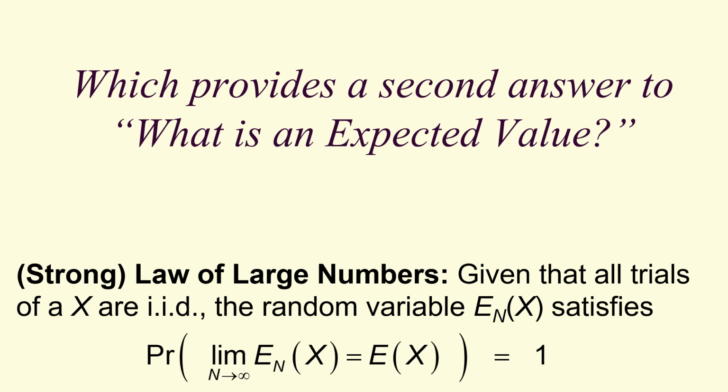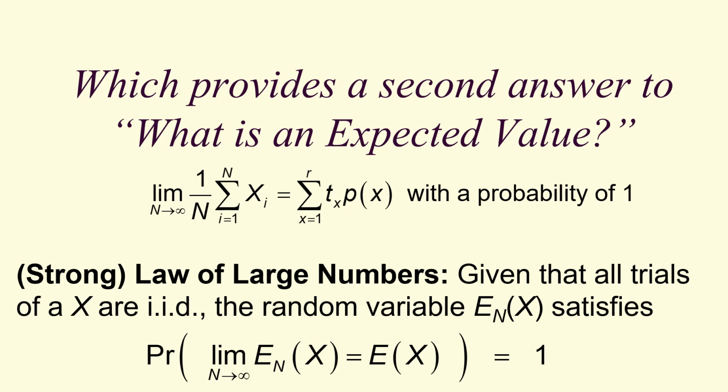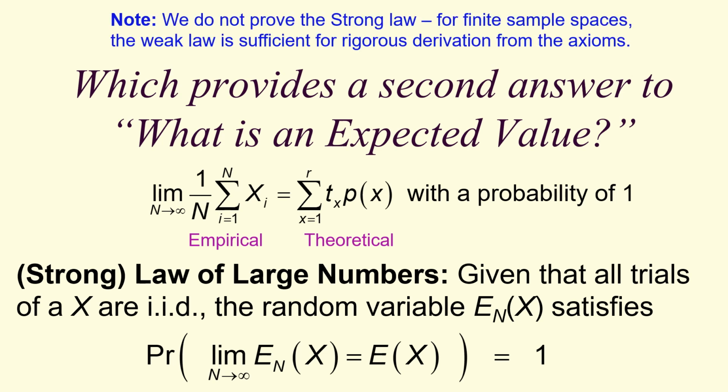This is the strong law of large numbers. Given that all trials of a variable x are IID, the random variable which is the sample mean of x over n trials satisfies that the limit of the sample mean is equal to the expected value with probability 1. In other words, the limit of this empirical sum is equal to this theoretical expected value with a probability of 1. Now, we didn't prove the strong law, we just looked at it intuitively, but for finite sample spaces, the weak law is sufficient for any rigor we might need coming from the axioms.